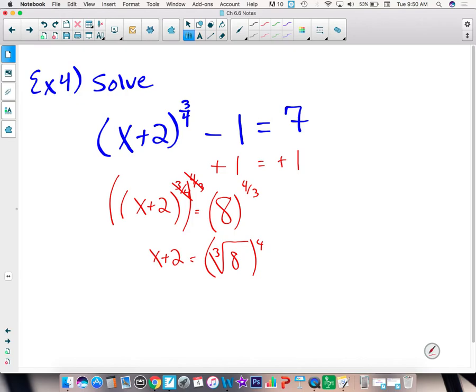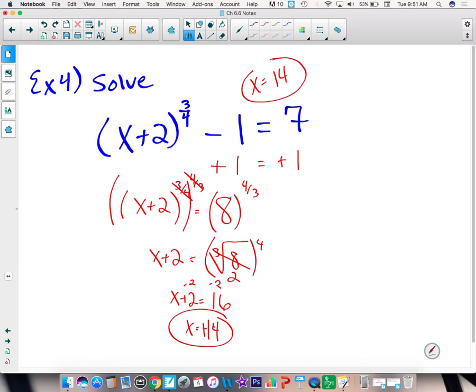You'll actually be able to use your calculator on these ones on the test, so you can use your calculator. But I think it's easier to do it in your head. Cube root of 8, 2 to the 4th power. That gives you 16. So it's x plus 2 equals 16. And then you get x equals, so you subtract the 2, you get a positive 14. Okay, so x equals 14. So that's another one with fractional exponents. Okay?